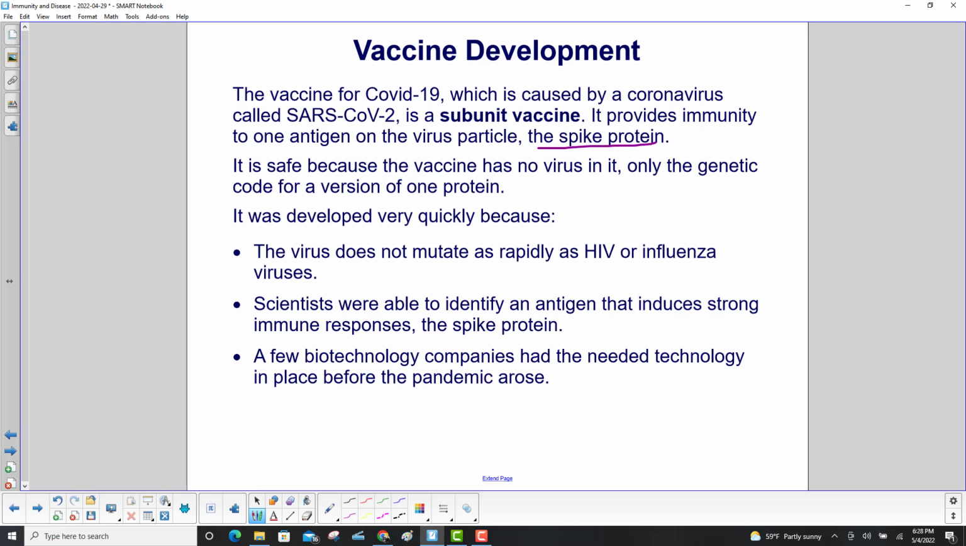It is safe because the vaccine has no virus in it, only the genetic code for a version of one protein. It was developed very quickly because the virus does not mutate as rapidly as HIV or influenza. Scientists were able to identify an antigen that induces strong immune responses, the spike protein. A few biotechnology companies had the needed technology in place before the pandemic arose.